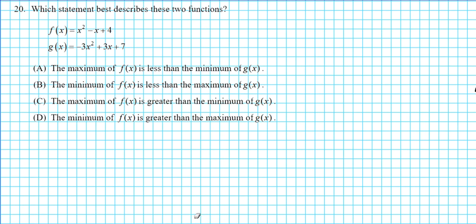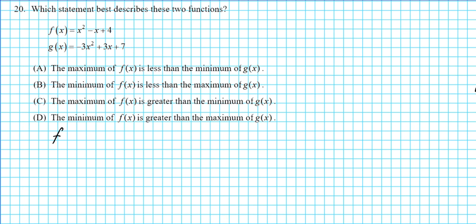Alright, let's take a look at question number 20. It says, which statement best describes these two functions? So we have f of x and we have g of x. Now, if you look at the options right here, what we just have to determine is the nature of the extrema of those two functions and compare the values of their extrema. So do we have a max or min, and which is greater or less? That's basically it. Let's start with f of x.